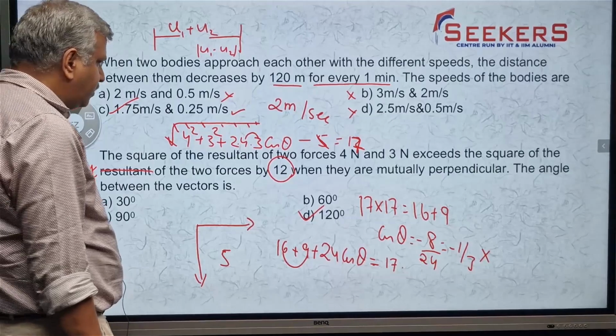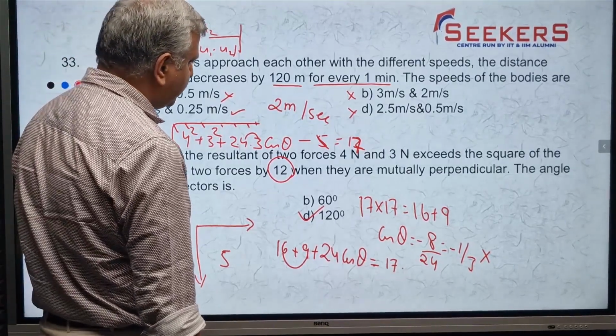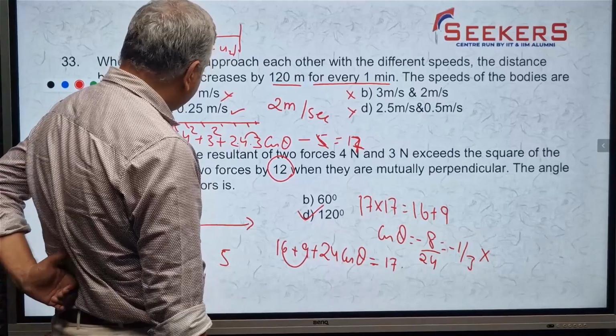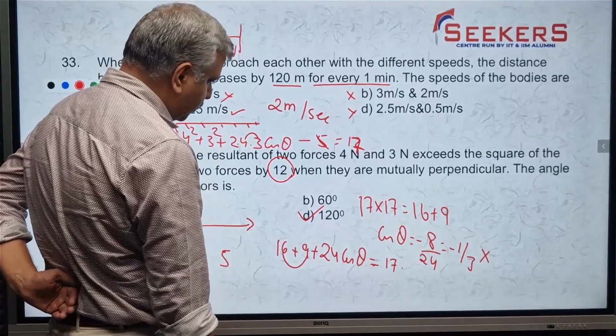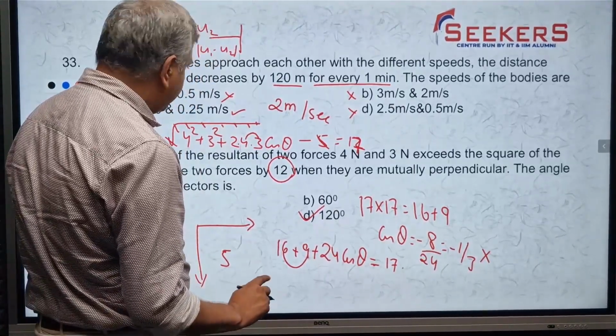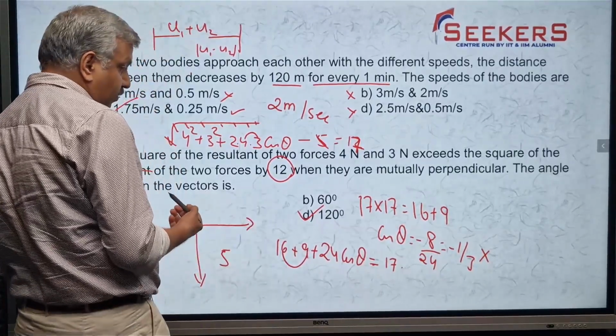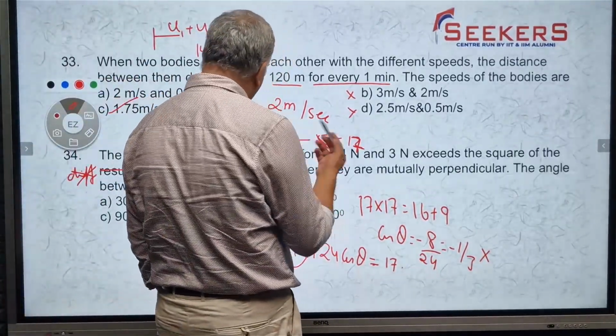Maybe I'll do it once again. The resultant of two forces 4 and 3 is 4 square plus 3 square plus 2 into 4 into 3. 4 into 3 is 12, 12 into 2 is 24, 24 times cos theta. Exceeds the square of the two forces by 12 when they are mutually perpendicular. So there also it is not just by 5, it is 25.